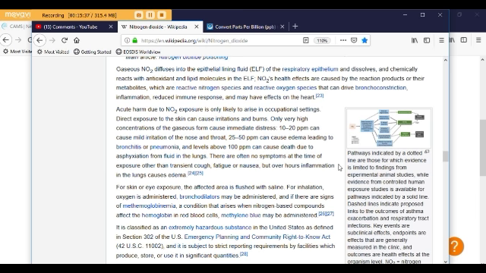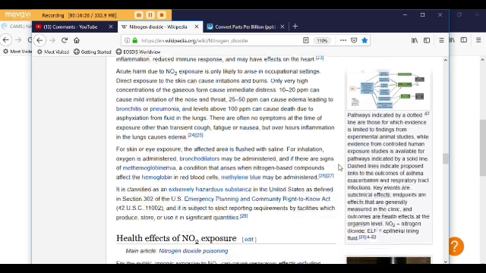There are often no symptoms at the time of exposure other than transient cough, fatigue, or nausea, but over hours, inflammation of the lungs causes edema. And it says for skin and eye exposure, the affected area is flushed with saline. For inhalation, oxygen is administered. Bronchodilators may be administered, and if there are signs of methemoglobinemia, a condition that arises when nitrogen-based compounds affect the hemoglobin in red blood cells, methylene blue may be administered.